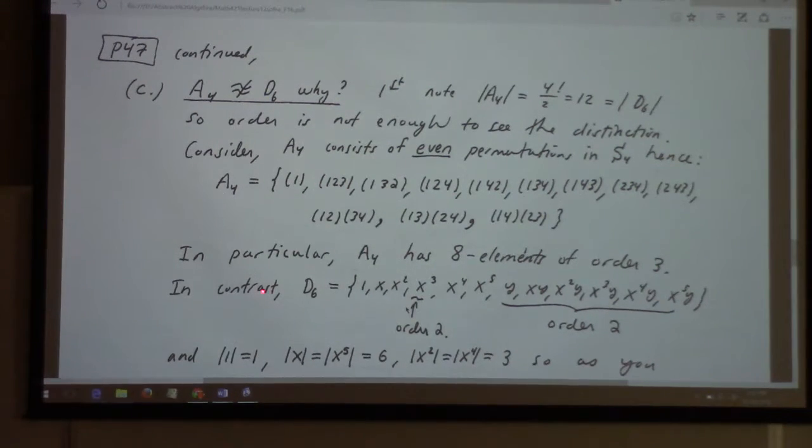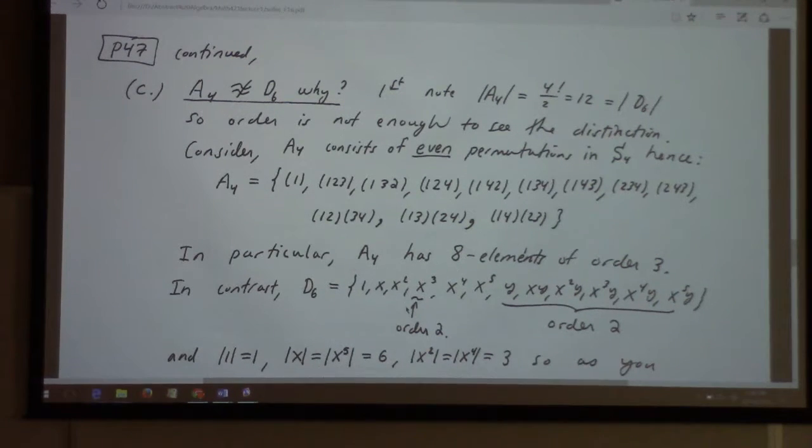In contrast, D6 has, like, no element of order 3, and that's what I'm arguing here. These are elements of order 2, that's order 2. This is order 6, that's order 6. This is order, wait a minute, oh that's order 3, isn't it? So I think x squared and x to the 4th are both order 3. So there are 2 elements of order 3, not 8 elements of order 3. Consequently, it cannot be isomorphic.